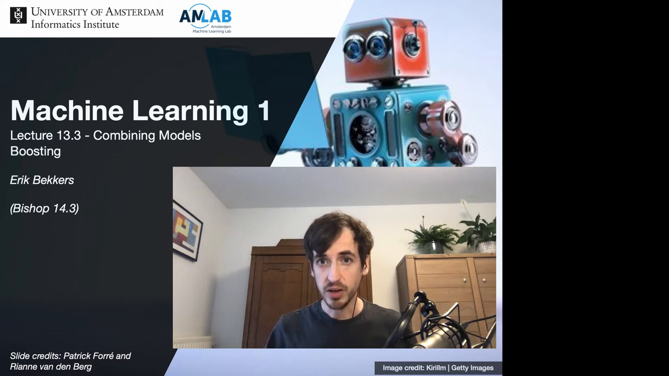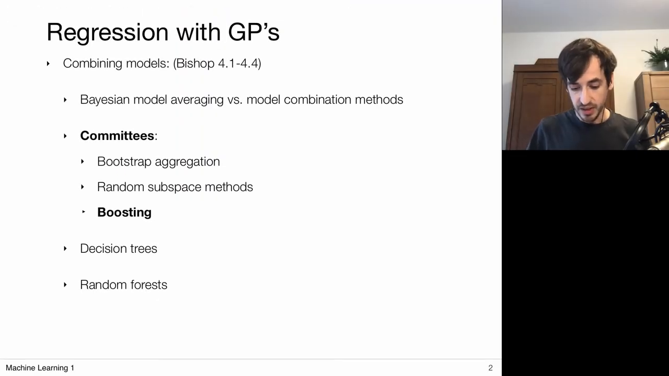We just covered model combination via bootstrapping and feature bagging. And now in this video, we're going to consider an alternative approach to combining models, namely via boosting. So what we just did in the bootstrap aggregation and the random subspace method is that we were essentially obtaining a committee of models by training them on artificially created new datasets.